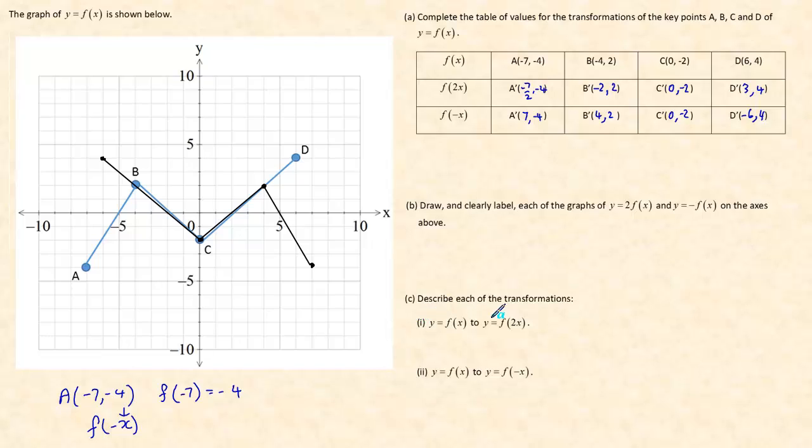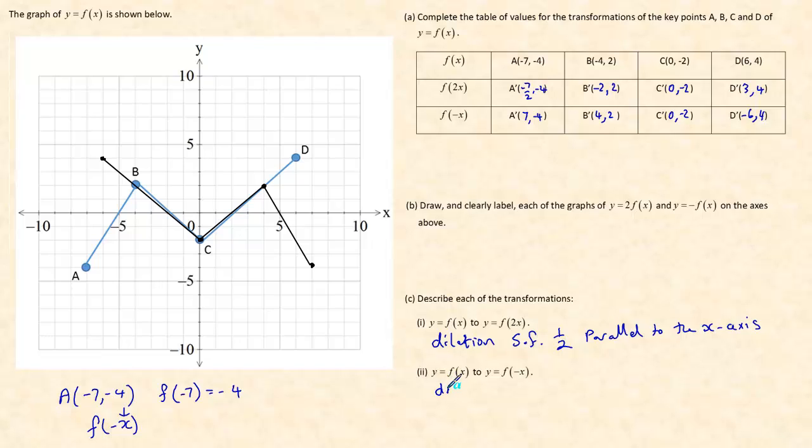So finally we want to describe each of the transformations. So this one is a dilation. Remember, we use the word dilation, not stretch. Scale factor was actually a half, all of the x-coordinates halved, and that was parallel to the x-axis, or we could say that it's a horizontal dilation scale factor, a half.